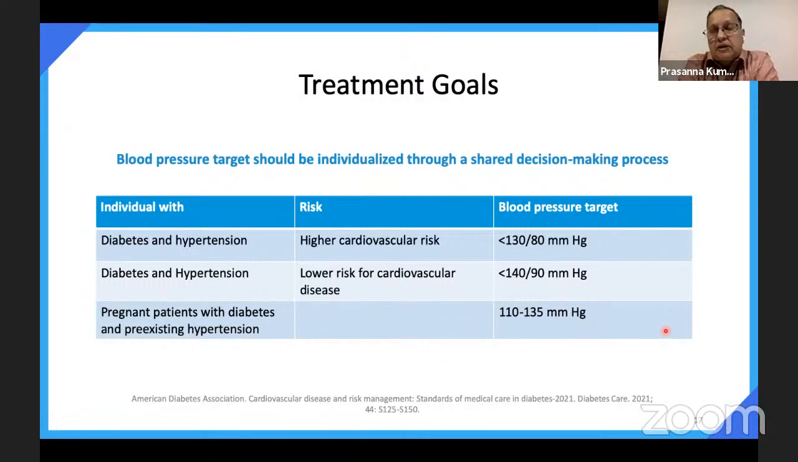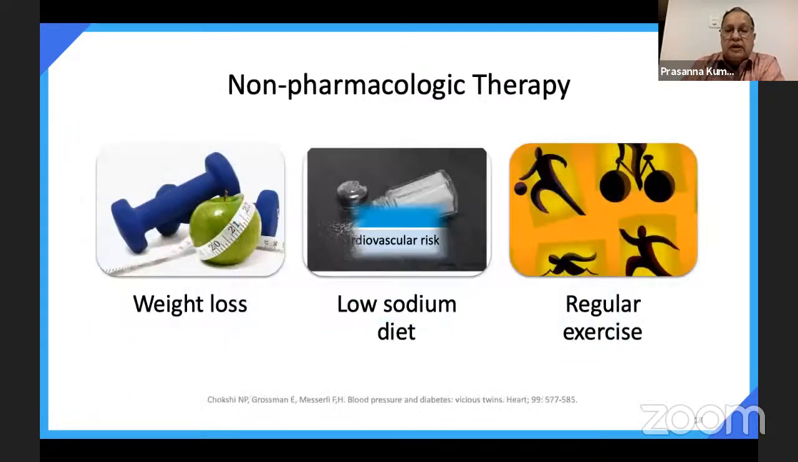In diabetes with hypertension, as I told you, to diagnose hypertension the blood pressure is more than 140/90, but the target should be less than 130/80. That is the target, not 140/90, not even 135/85. When the patient is at lower risk, then it is 140/90. Patient with a higher risk, 130/80, lower risk, 140/90. In pregnancy with pre-existing hypertension, it is still better to have 130 to 135. That is the mean blood pressure, which should be your target.